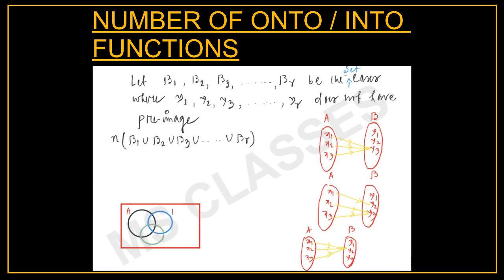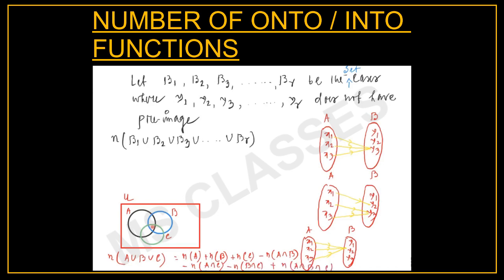of A, B, C, what is the meaning? That is, the element is either in A, or in B, or in C, or in both, or in all three of them. This is what we know. n of A union B union C, what is that? n(A) plus n(B) plus n(C) minus n of A intersection B, minus n of A intersection C, minus n of B intersection C, plus n of A intersection B intersection C.